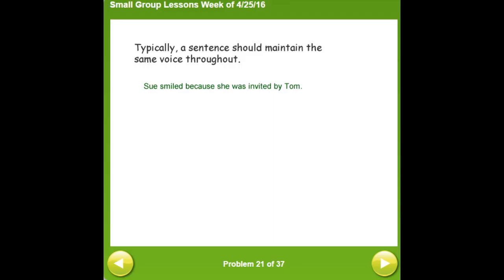Let's look at our original sentence with the shift in voice. Sue smiled because she was invited by Tom. A better way to write the sentence would be, Sue smiled when Tom invited her to the party. This sentence maintains the same voice. It begins in active voice and ends in active voice.